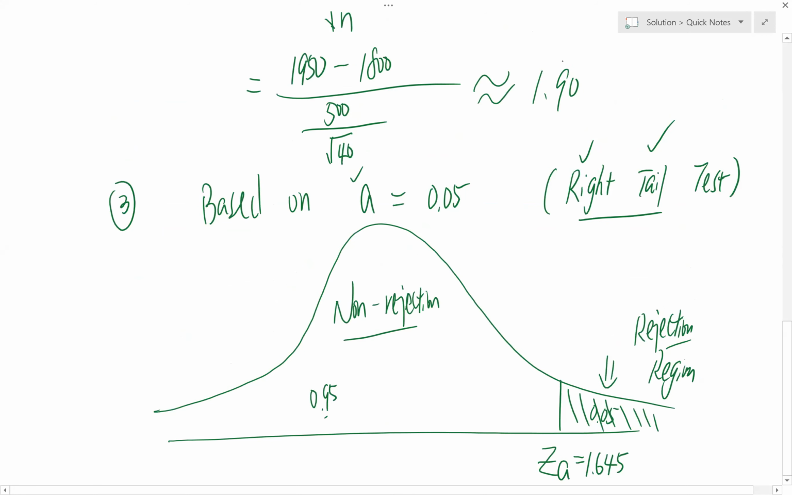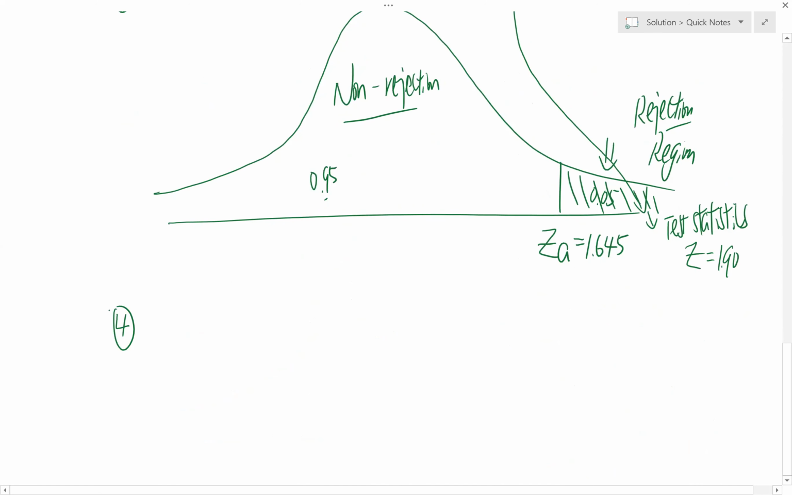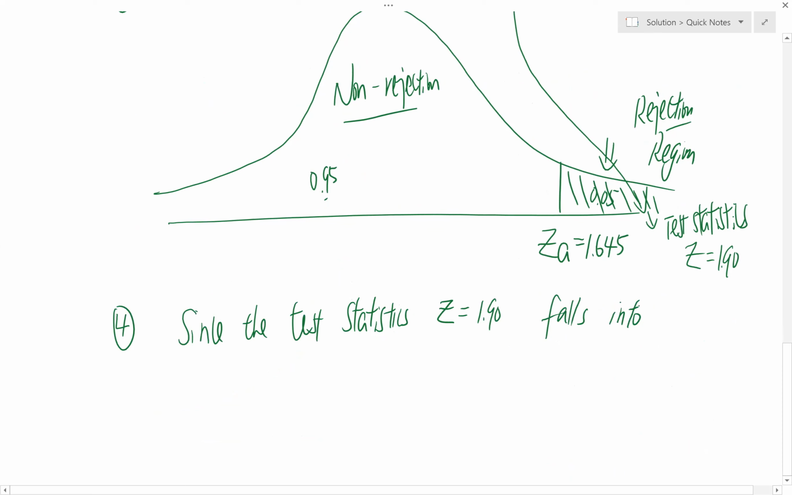Now we look at the test statistic, right? The 1.90 is actually falling into the rejection region. It's on the right tail. The test statistic z-score is 1.90, bigger than 1.645, so it falls into the rejection region. So step 4 is the final conclusion. Since the test statistic z-score equal to 1.90 falls into the rejection region, then we reject H0.